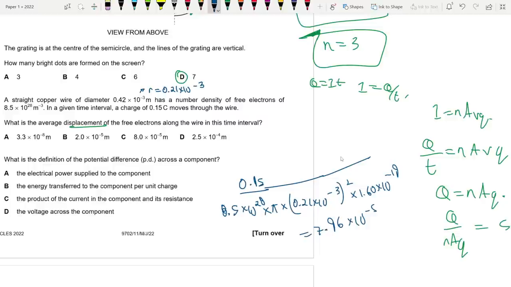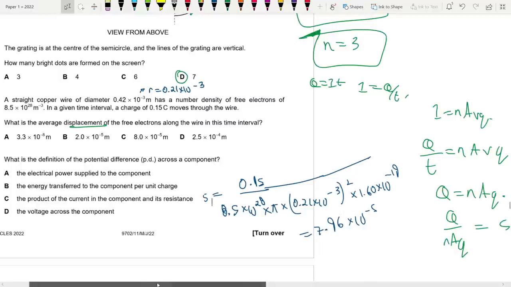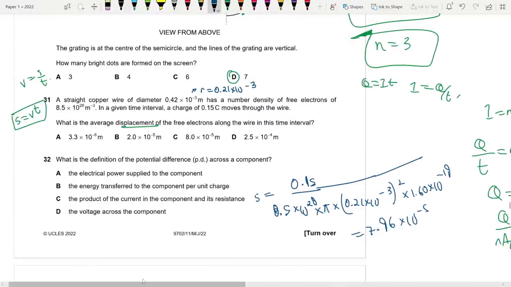This is the displacement. Logically, this should be it. So 7.96 × 10^-5 rounds off to C over here, right? So 31 is in fact C.